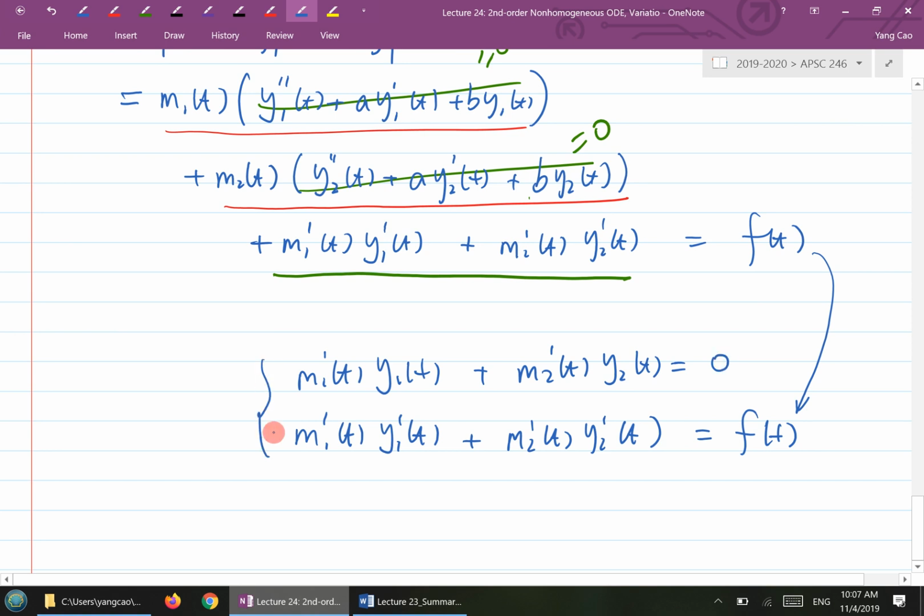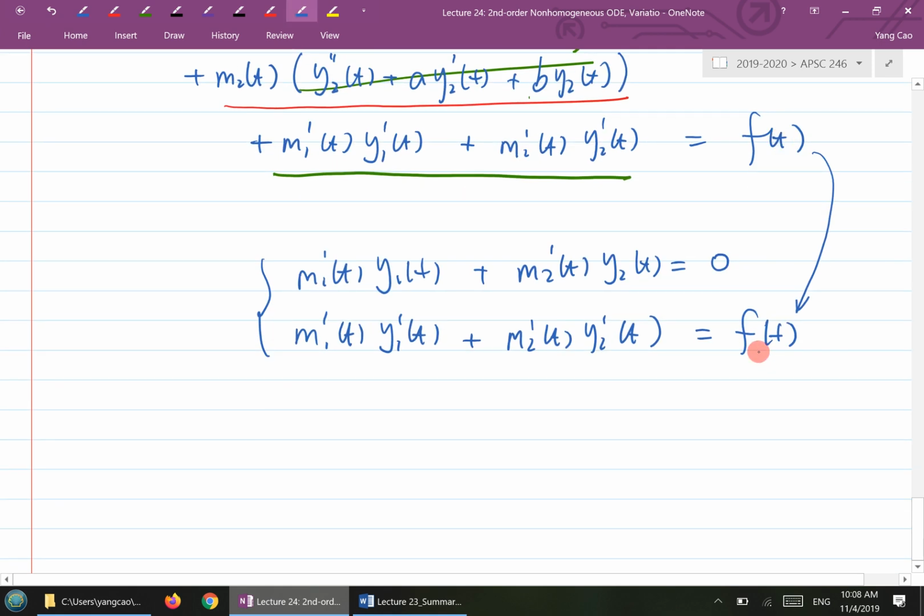So I'm putting these two equations together, okay, 1 and 2. And bear in mind what is unknown here. The unknown part is m1, m2, right? So we need to figure these two out. Now when I put this together, as you can probably see, both equations have y1, y2, y1 prime t, y2 prime t. These are known, right? Because y1, y2 you can get from the homogeneous one. And both equations have coefficients m1 prime, m2 prime.